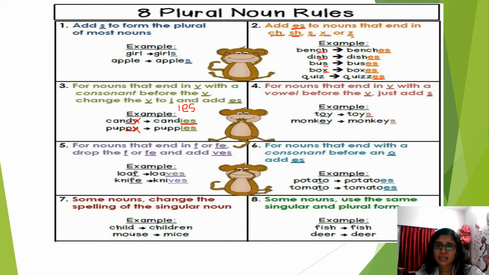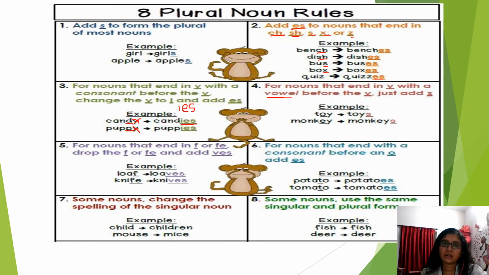Now rule number 4 says that for nouns that end in y with a vowel before it, that is what I taught you in the previous slide. If the letter before y is a vowel, then you don't have to replace it with ies. You have to just add s to that. For example, toy, toys. Here o is a vowel. So what are the 5 vowels? A, E, I, O, U. So if one of these letters appears before y, don't do anything. Just add s to the end of the word. You don't have to throw anything out or bring anything new in. Yes, of course, you have to bring s there, but not new letters.